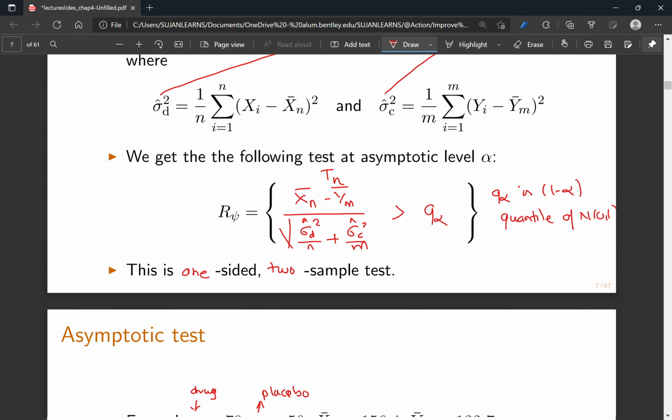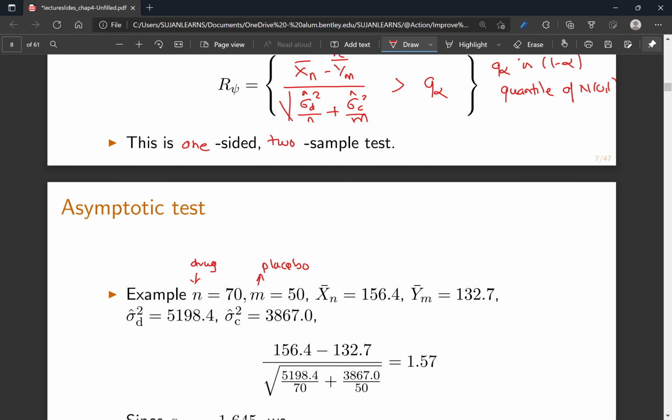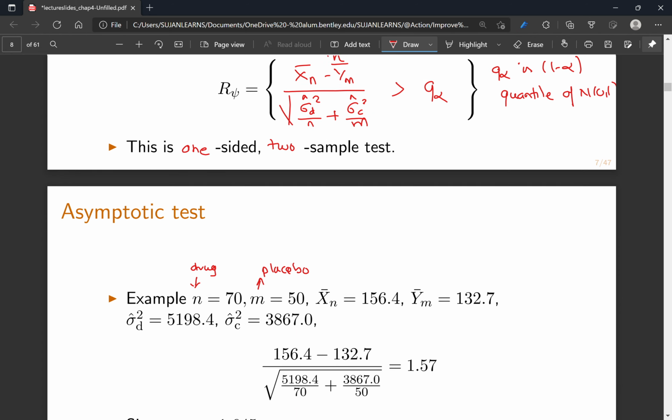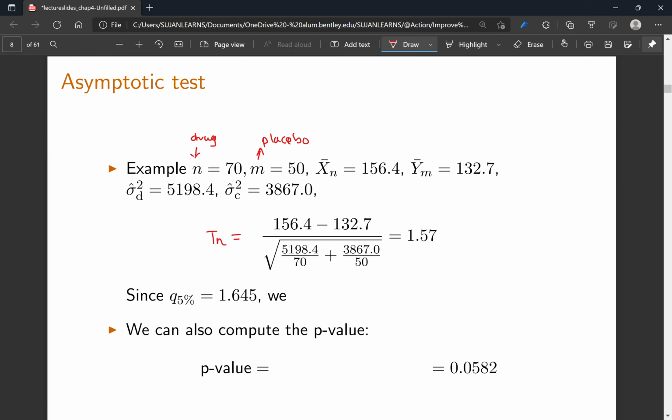Now, let's go ahead and plug in the values for our test statistic. Tn is equal to 154.6 minus 132.7, divided by the square root of 5194 divided by 70 plus 3867 divided by 50, and it is 1.54. That's what we get.